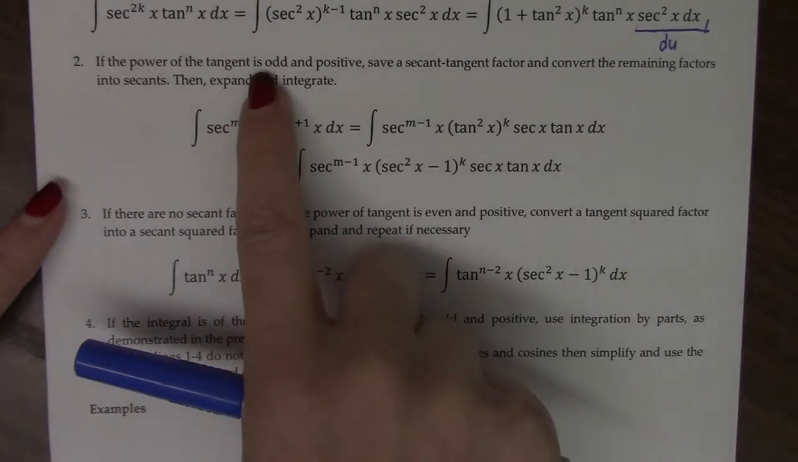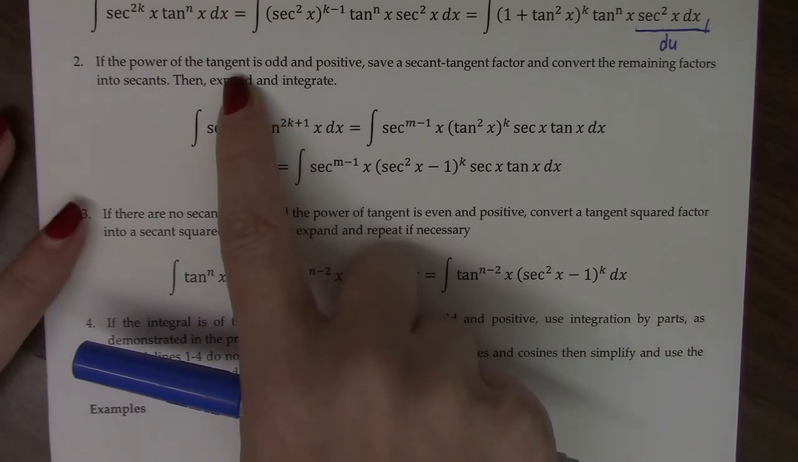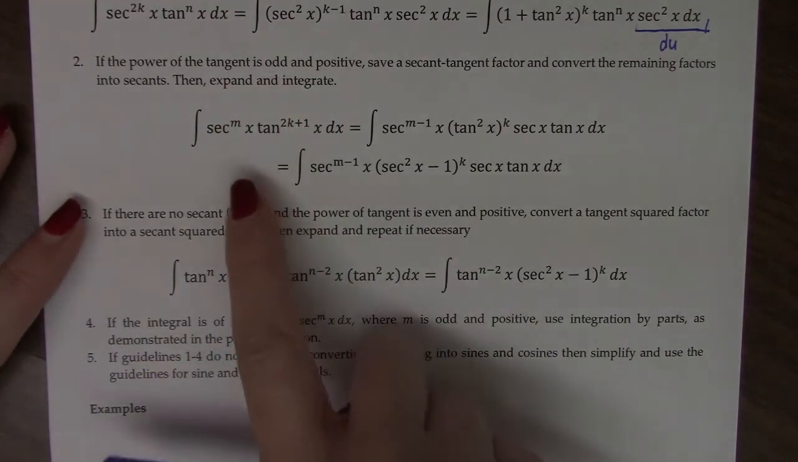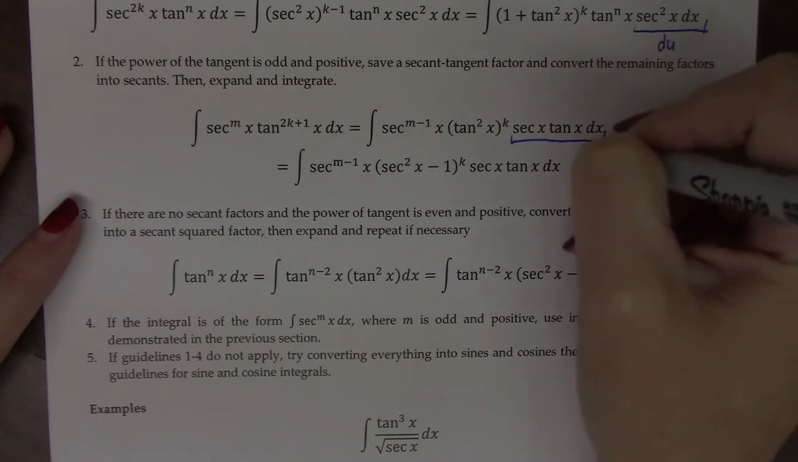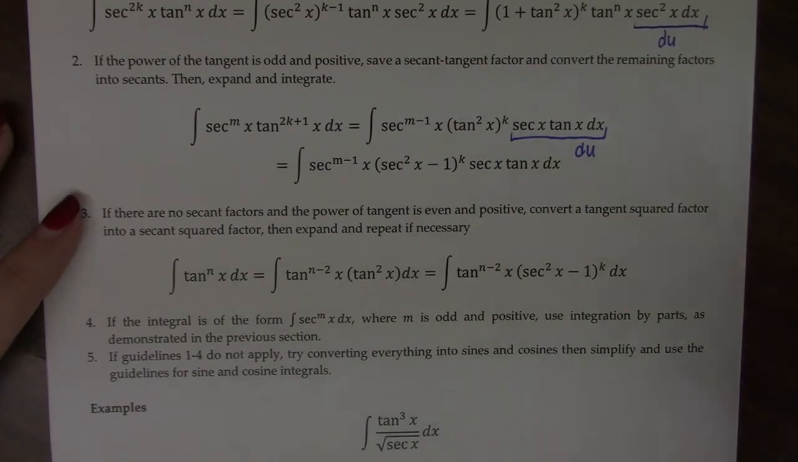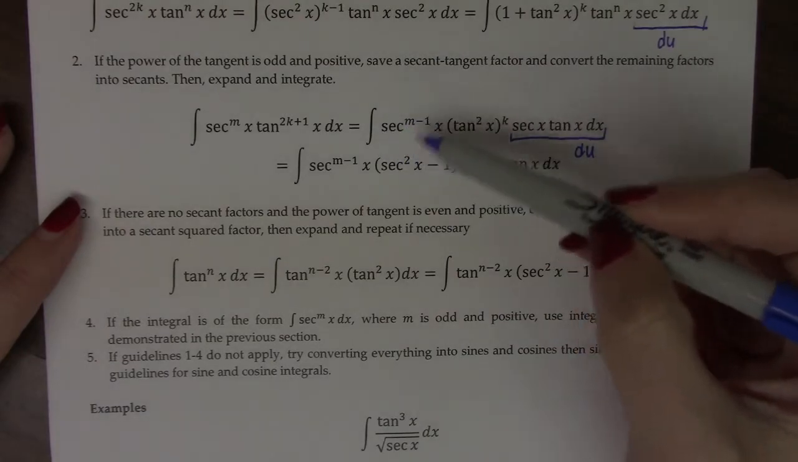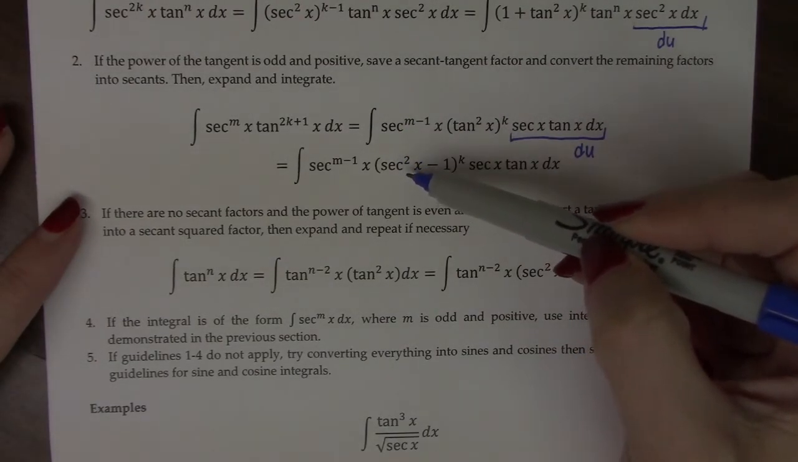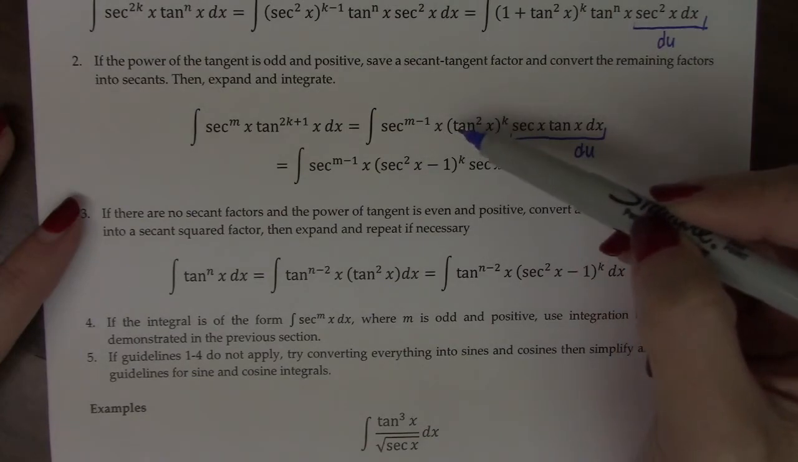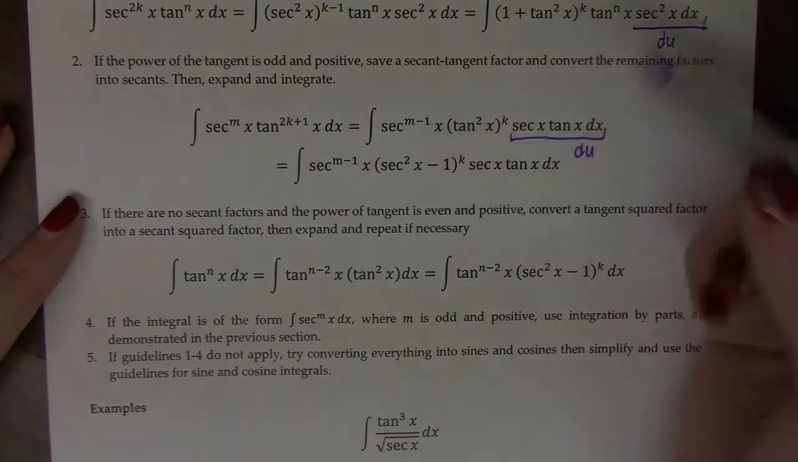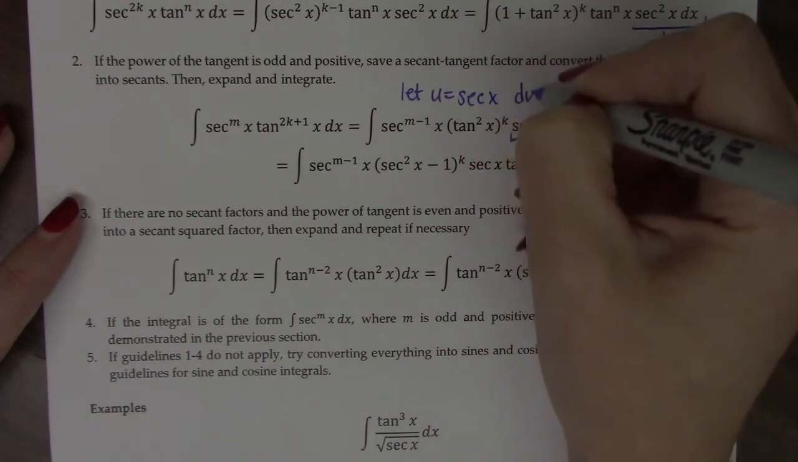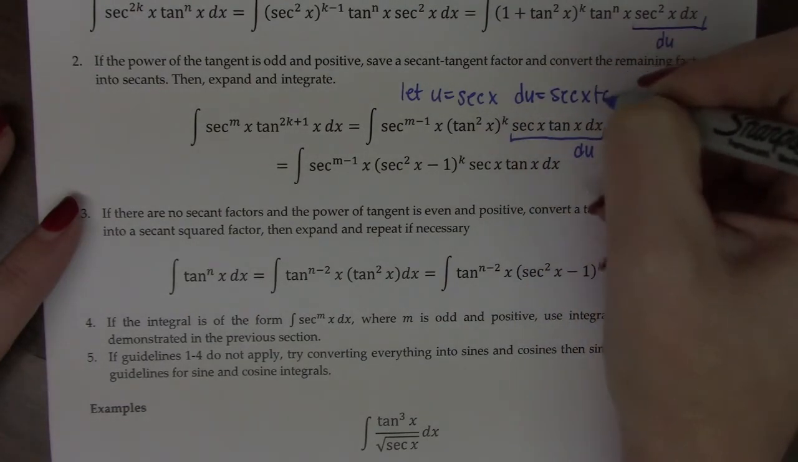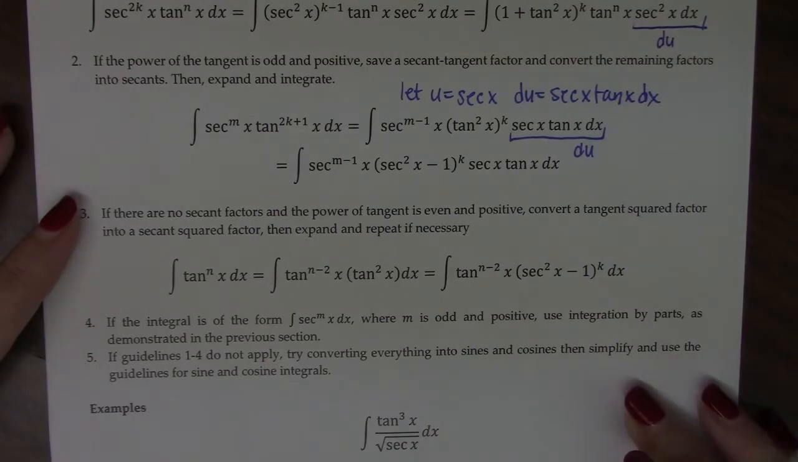Conversely, if tangent is odd, then if we pull one of them away, we're left with an even number of tangents. So what we do is we borrow a tangent, and we take one of the secants away. So we pull out a secant tangent. Secant tangent is the derivative of secant. So now we'll convert the remaining tangents, because we'll have an even number of them, into secants, expand, and now we can let u be secant x, and our du will become secant tangent x dx.